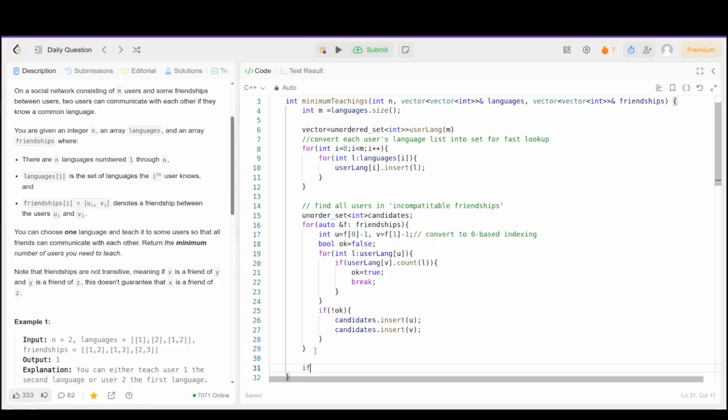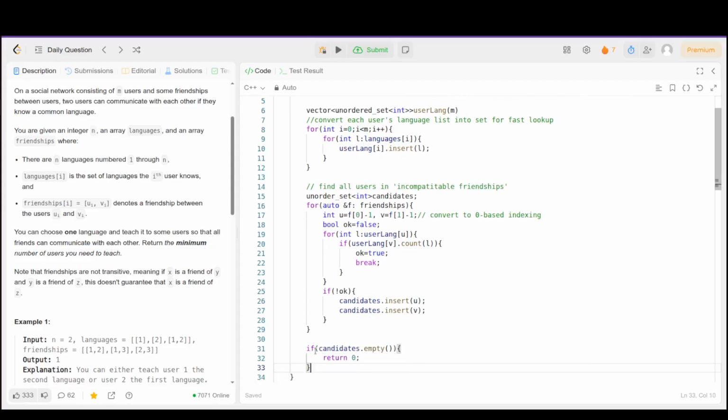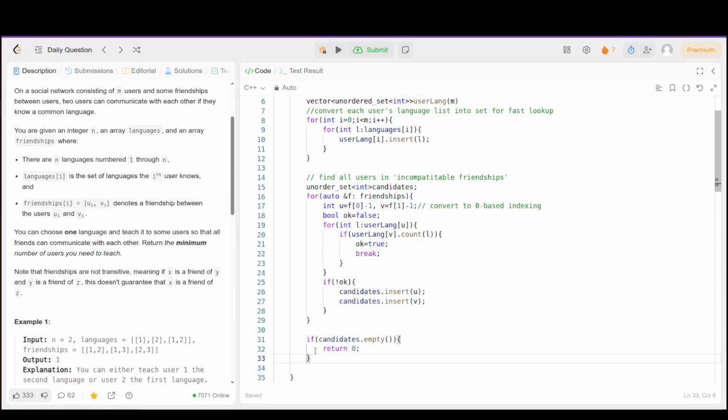Now we push those who do not know any common language. And here is the thing: if all the people who have friendships know a common language, then the candidates set will be empty. That means all communication exists without any teaching, so we simply return 0. We do not need to teach anyone, because it is already all good.